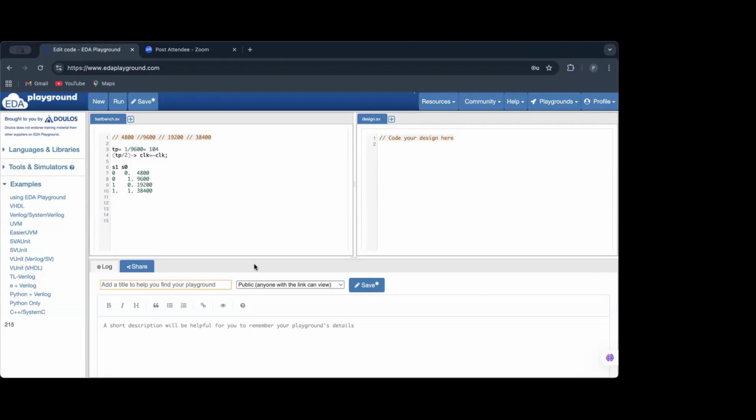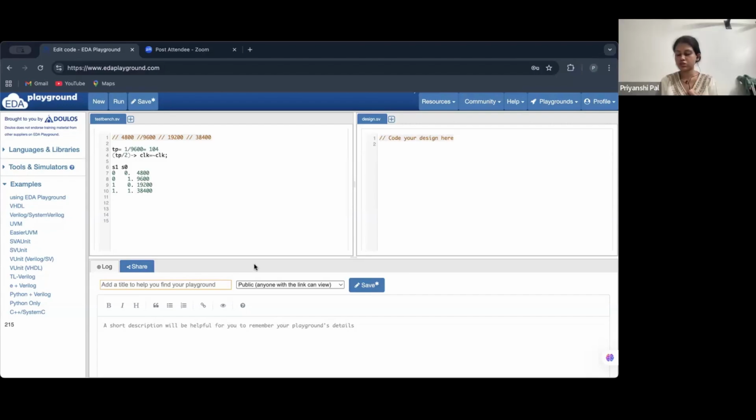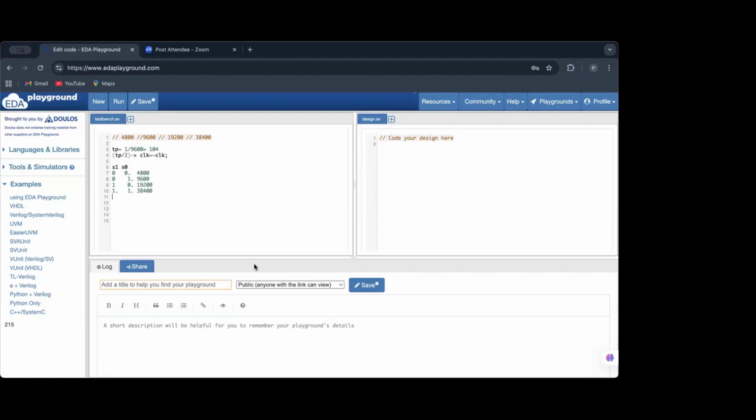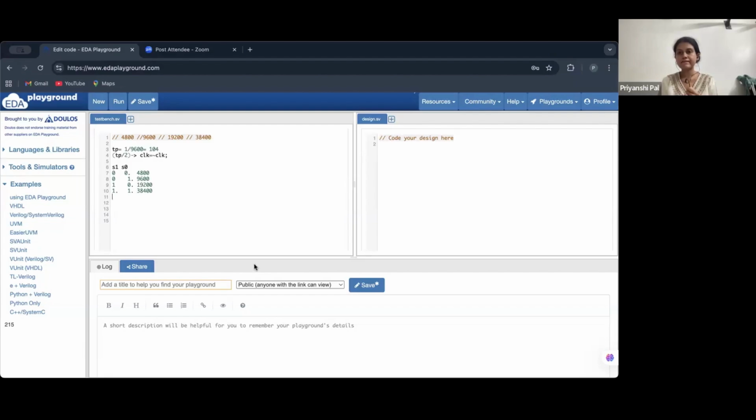Okay, so last, why are pull-up resistors required in I2C? Pull-up resistors. Um, I don't have any idea about this right now.